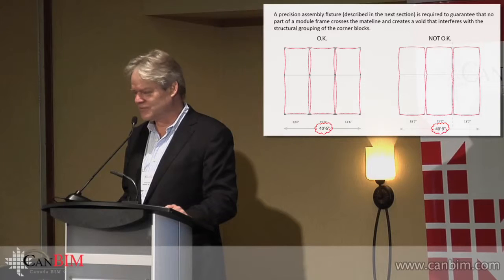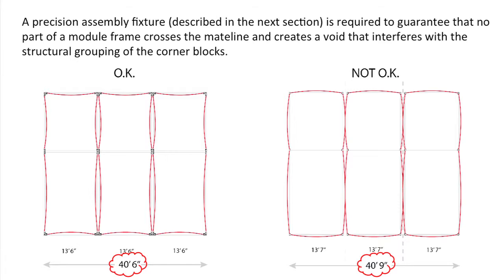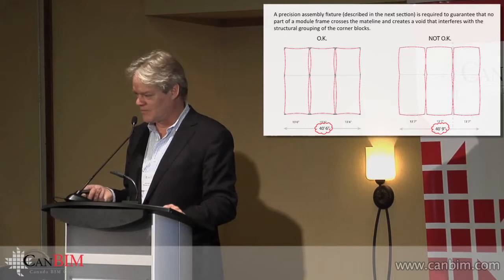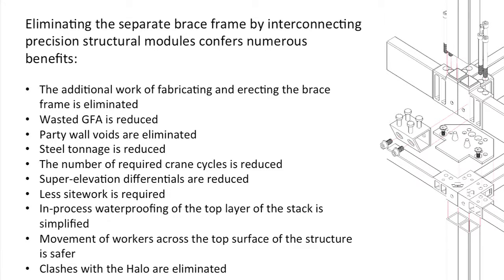And this is the other key feature, is that the modules have to be fabricated so that no part of the module goes beyond the mate line and prevents close contact, well, really slip critical connection vertically between the structural members. So again, this is where the tolerance control becomes paramount. I won't bother to read this list, but there are a ton of benefits to this. Take my word for it.